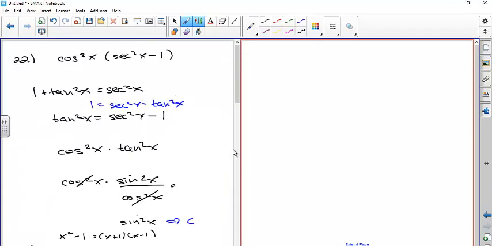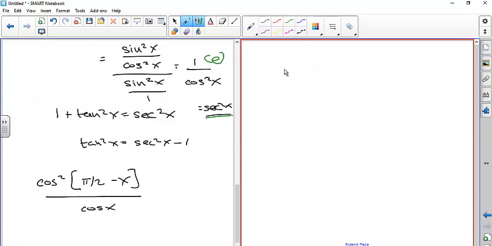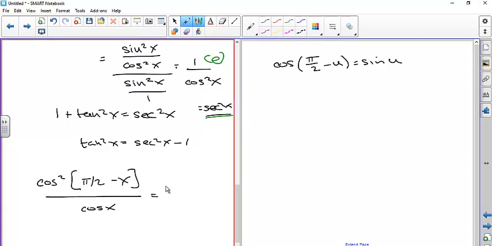So I've got cosine of pi. If I look at that, cofunction identities, there's one involving the cosine. It says cosine of pi over 2 minus u equals the sine of u. So in our case, we're using x instead of u. So the numerator becomes, instead of the cosine squared of pi over 2 minus x, just the sine squared of x. And we divide by the cosine of x, because that's what's in the denominator.